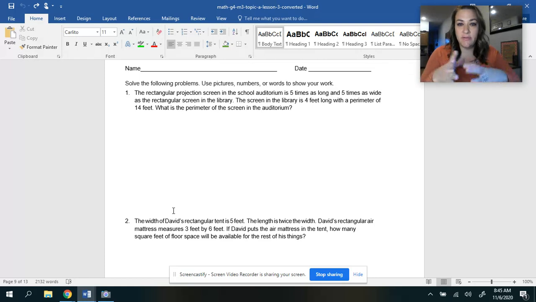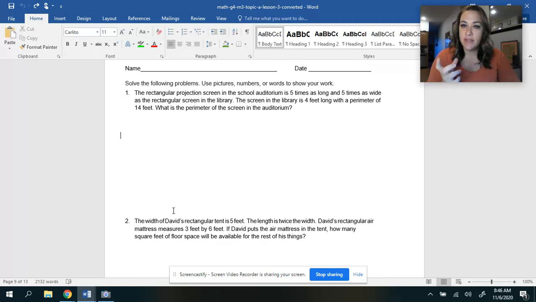So area is everything on the inside. If you were going to put carpet in a bedroom, the amount of carpet you need would be the area. So everything on the inside of a rectangle or a square is your area. Perimeter, I gave an example of the fence. If I have a yard and I'm going to put a fence up, I need to know the perimeter of the yard. It's just all the way around.